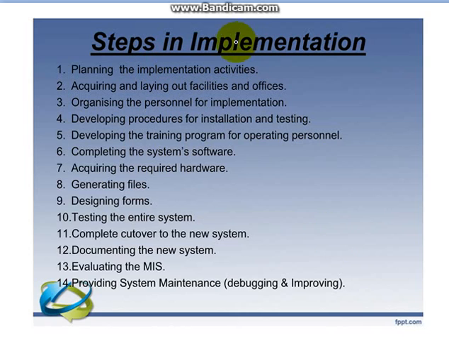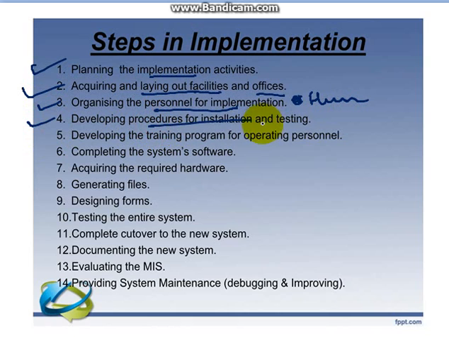Now what are the steps taken in the implementation process? First, we have to plan the implementation activities. Second, we have to acquire the layout, facilities and offices by which we are going to implement the system. Third, we have to organize the personnel, acquire and organize the human resources which would actually be working for the implementation process. Fourth, we have to develop the procedures for installation and testing. We need to develop the procedures of coding for installation purposes.